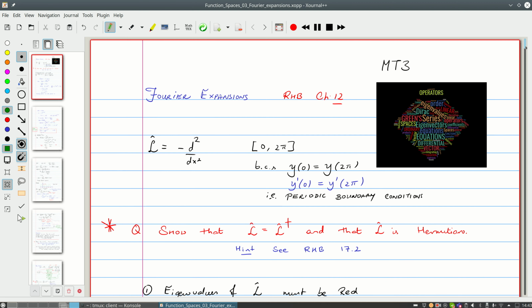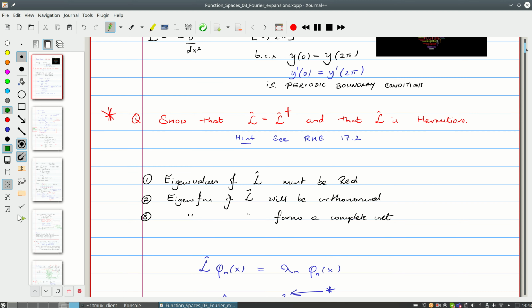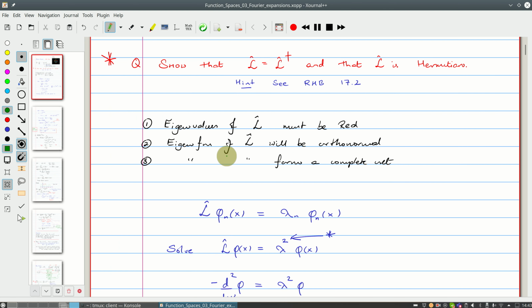Now, if L is Hermitian, which it is, then we know that the following must be true. One, the eigenvalues of the operator L must be real. Two, the eigenfunctions of L will be orthonormal. And the third is that the eigenfunctions of L form a complete set. Now, we did not prove that it forms a complete set because the proof of this is somewhat involved, but I did tell you where you could find it.